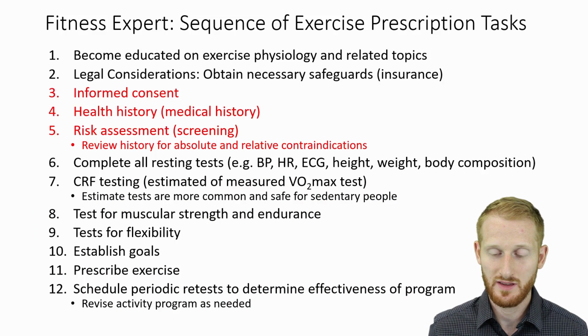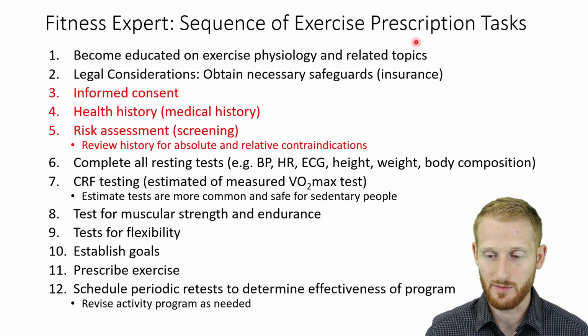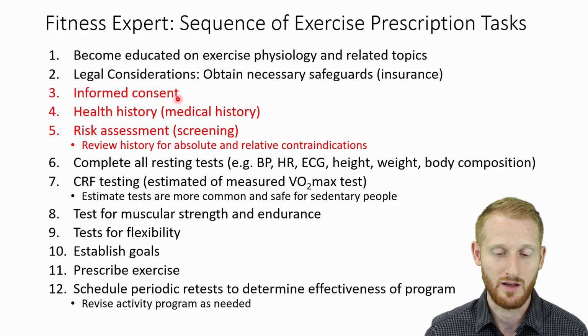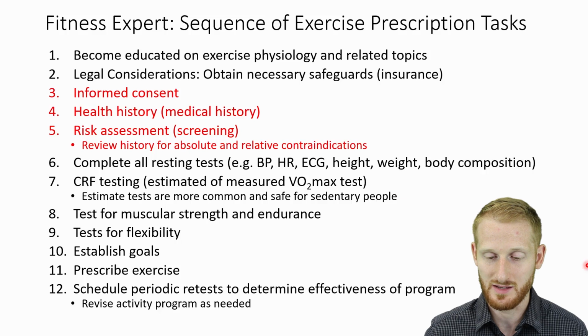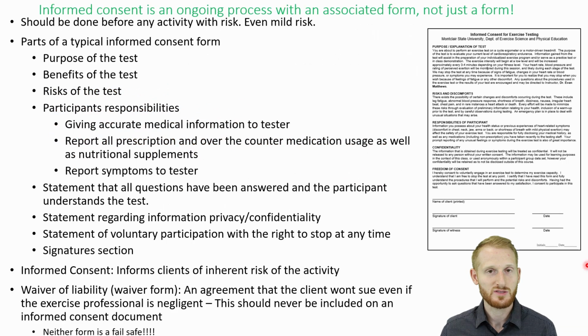In the sequence of events that I've been recommending for exercise prescription, we are now talking about this set of 3: numbers 3, 4, and 5, informed consent, health history or medical history, and the risk assessment and screening parts of the pre-exercise testing and prescription. The first one of those that I want to talk about is the informed consent.